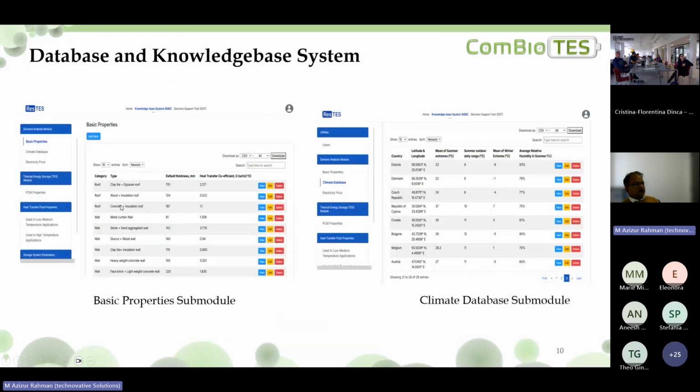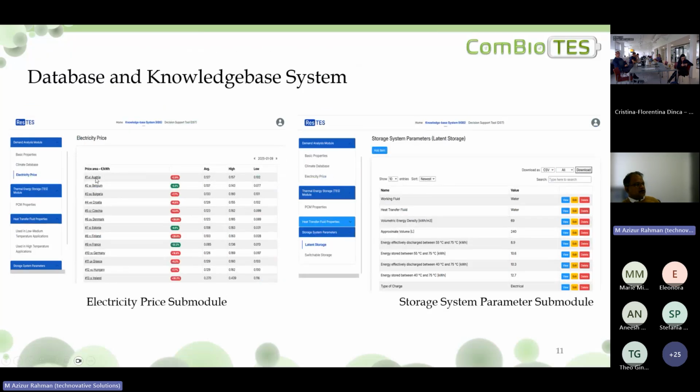And these are some of the screenshots that we developed for the PCM. We can see some data here and here. This data can be used in the DSS. We show another module that uses some of the data that is required. There are some more on this, like electricity pricing, storage system parameters, latent storage. All those things are newly developed under this project.